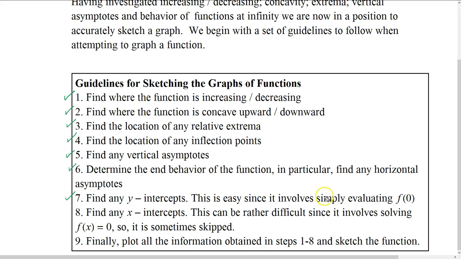Those are usually easy because all it involves is evaluating f of 0. And if possible, identify any X-intercepts. Now sometimes that can be difficult because solving an equation like f of x equaling 0 can sometimes be rather difficult if it's a high degree polynomial. So sometimes we'll skip this step. And then after we have all this information, we'll just plot the function using everything that we found in steps 1 through 8. Now let's take a look at a few examples.